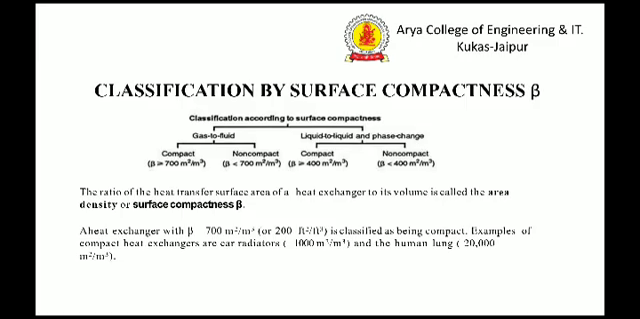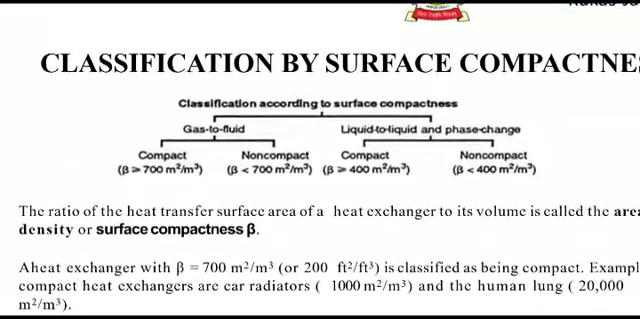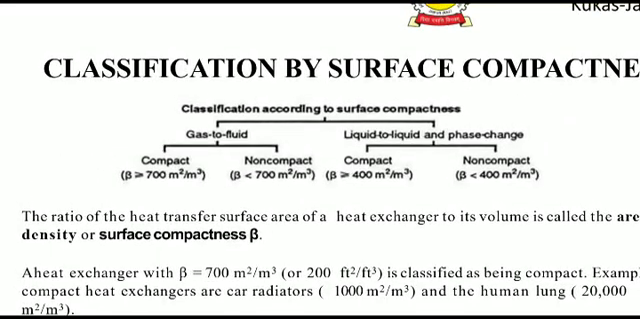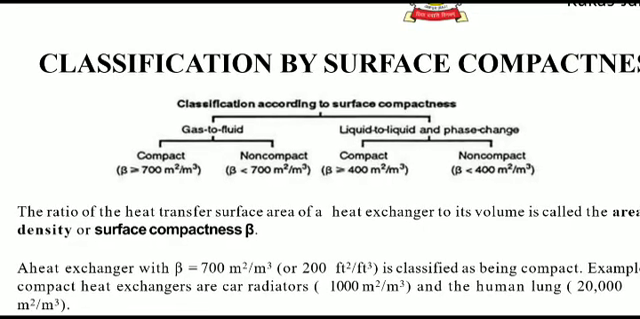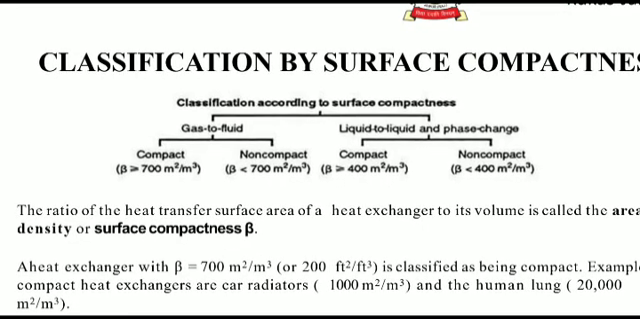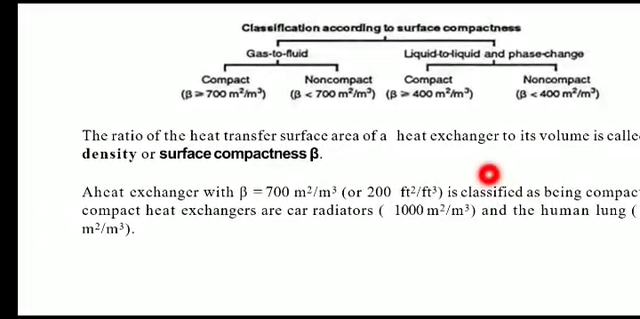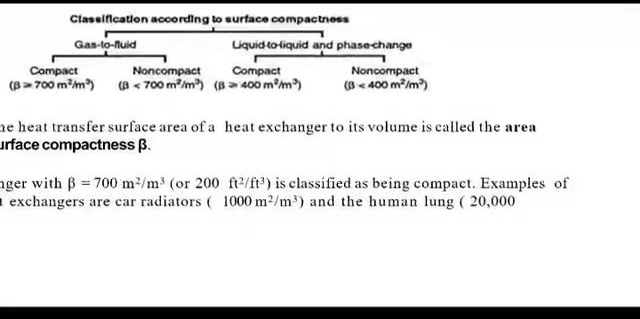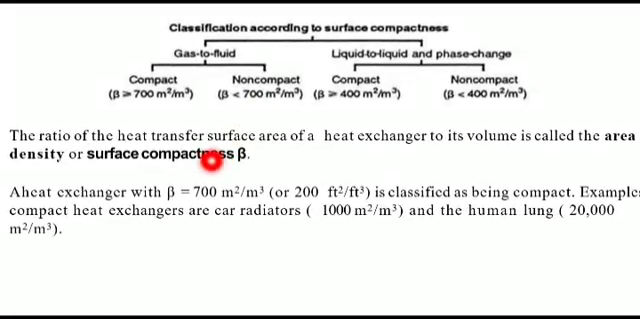This is the schematic diagram of classification according to surface compactness. According to surface compactness, there are gas to liquid, liquid to liquid, and phase change type of heat exchanger. The ratio of heat transfer surface area of a heat exchanger to its volume is called surface compactness.